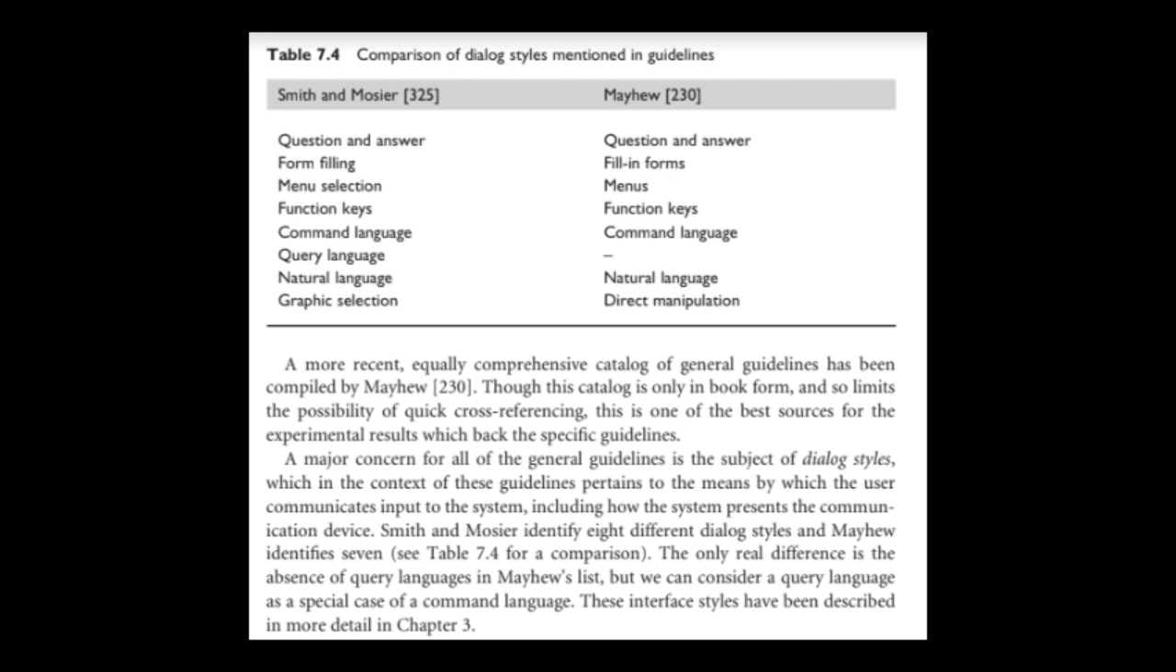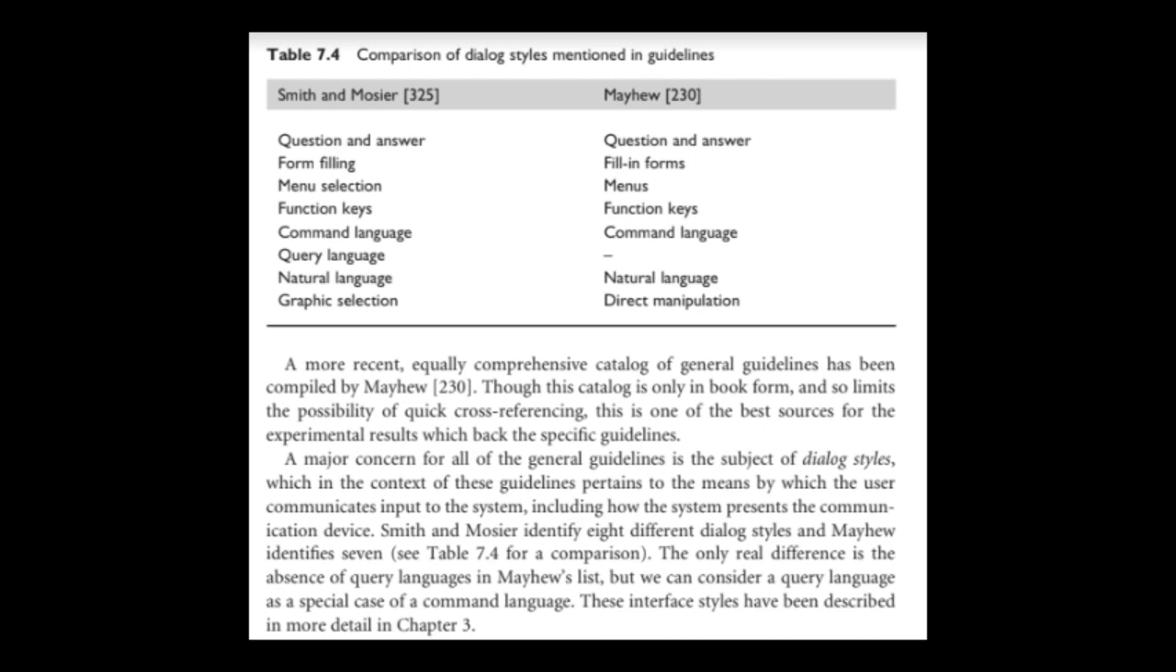A more recent, equally comprehensive catalog of general guidelines has been compiled by Mayhew, though this catalog is only in book form and so limits the possibility of quick cross-referencing. This is one of the best sources for the experimental results which back the specific guidelines.